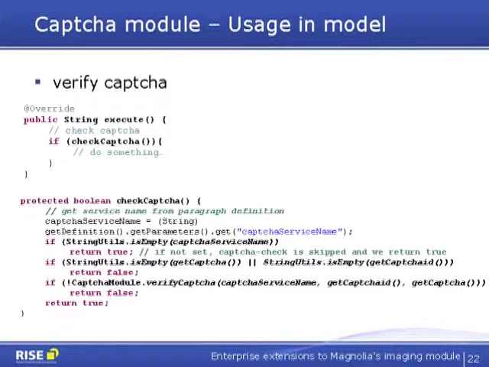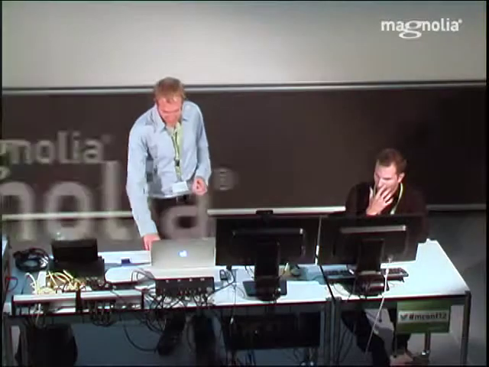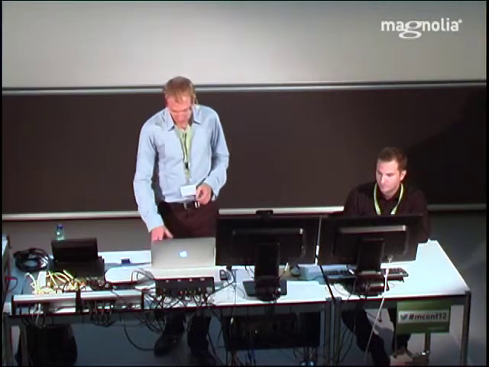Did the user provide the captcha text? Is there a captcha ID that came with the form? If that's all okay, it would call our captcha module and just call verify captcha, passing in the captcha service name, so default, for example, the captcha ID and the captcha text, and that will simply return true or false, depending on whether it can verify the captcha or not. So really, really simple to use.